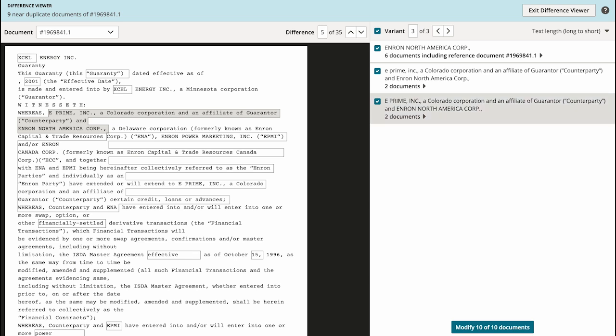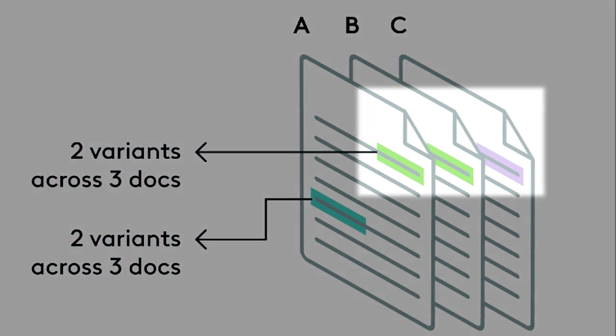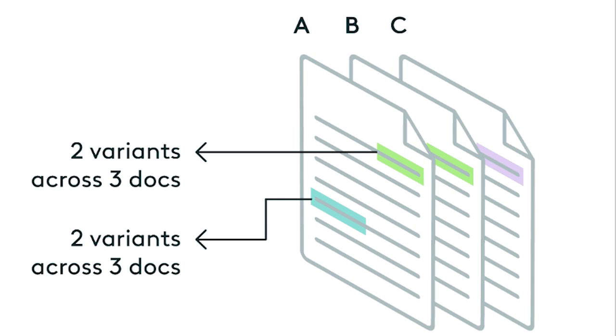Let's take a look at a visual to explain exactly what we're seeing. Here we have 3 documents stacked on top of each other. Document A is our reference document. For our first difference highlighted in green, 2 of the documents will have the same text in the area and 1 is different. Therefore, we have 2 variants across the 3 documents.